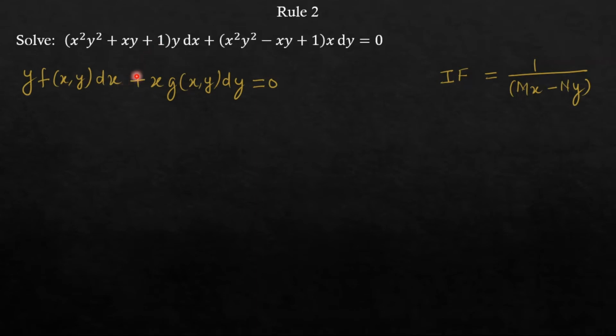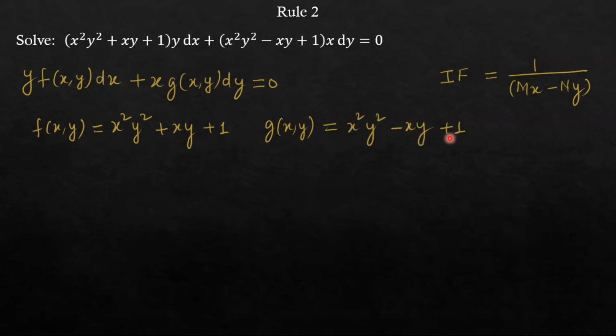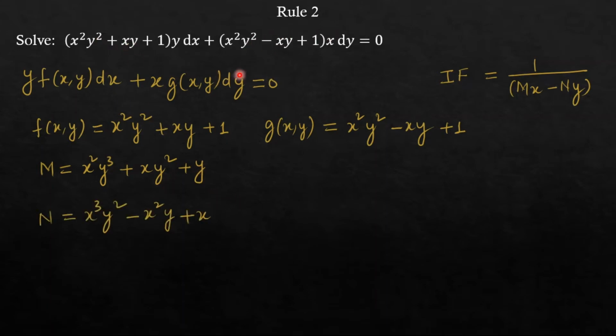So if you compare these two, you will get f(xy) equals x square y square plus xy plus 1, and g(xy) equals x square y square minus xy plus 1, where the value of M is x square y cube. Multiply this y with this term, you will get x square y cube plus x y square plus y. The value of N is, multiplying these two terms, x cube y square minus x square y plus x. That is the value of N here.